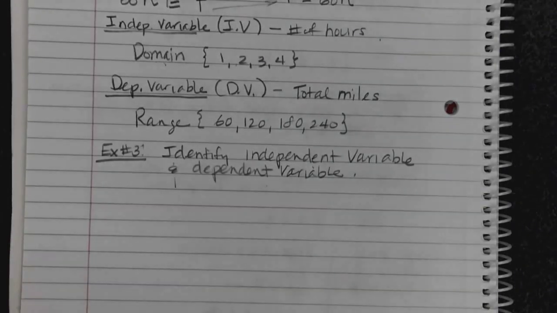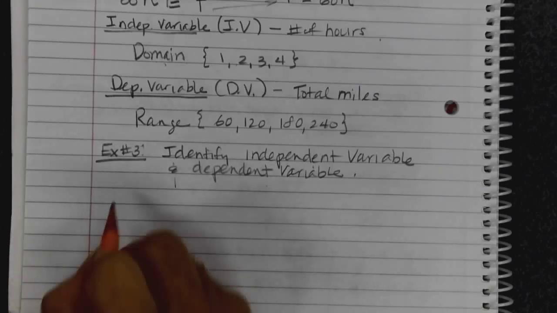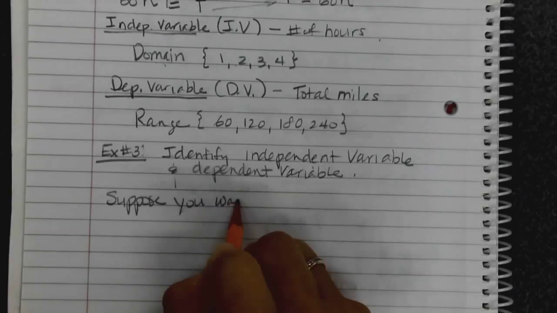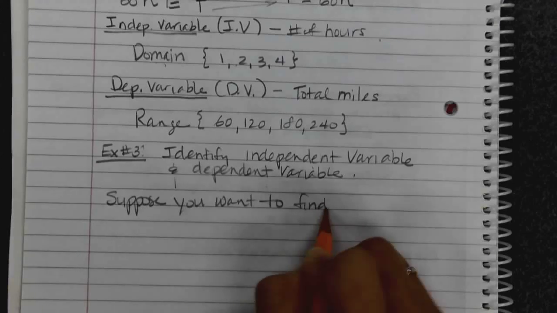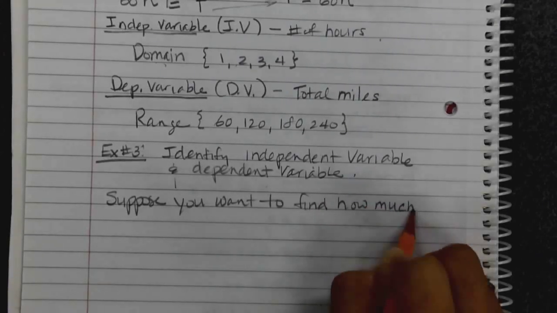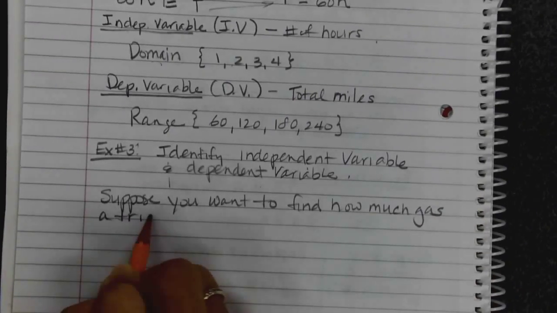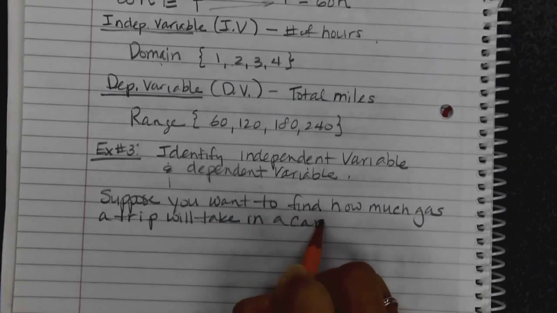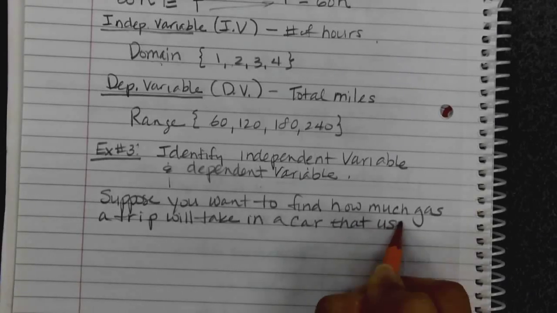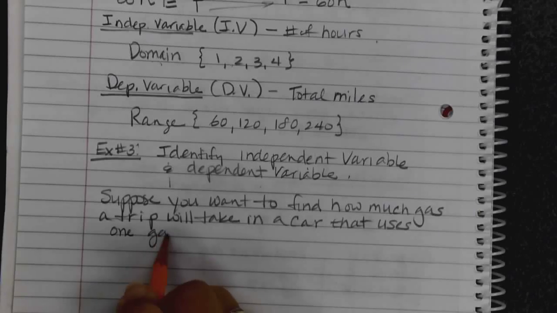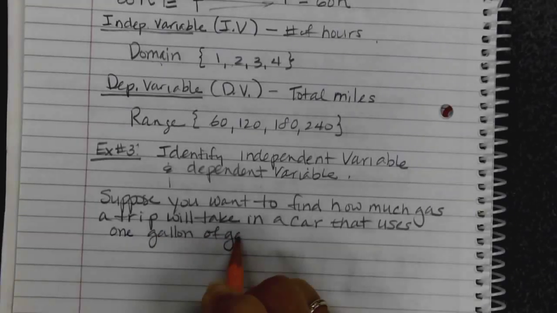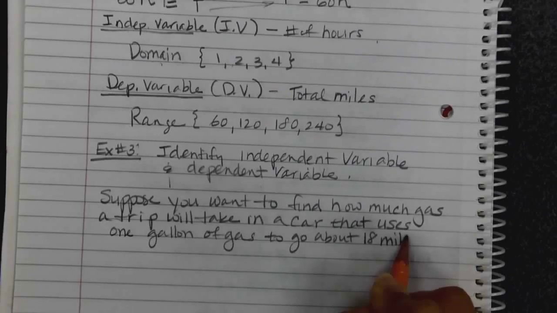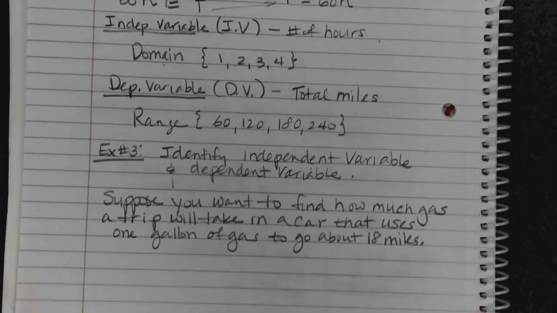Okay? Ready? There you go. Suppose you want to find how much gas a trip will take in a car that uses 1 gallon of gas to go about 18 miles. So I'll give you a second to write that down.